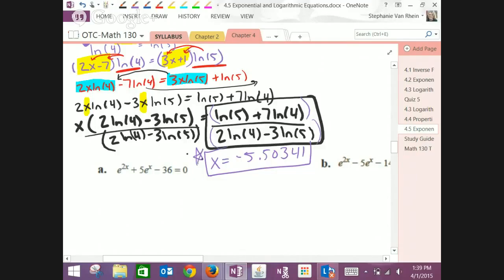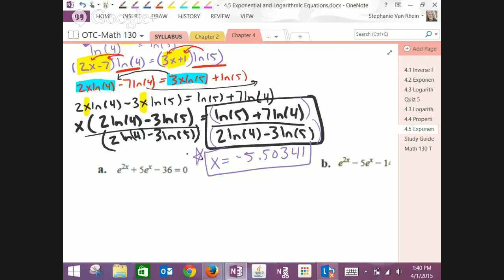So convince yourself ln of 5 plus 7 ln of 4 divided by 2 ln of 4 minus 3 ln of 5 is minus 5.50341. So with that, the base e's, we give you that ending. The A and B e's are set up a little differently because there's e and e squared, or e to the 2x. You have to do a u substitution there.